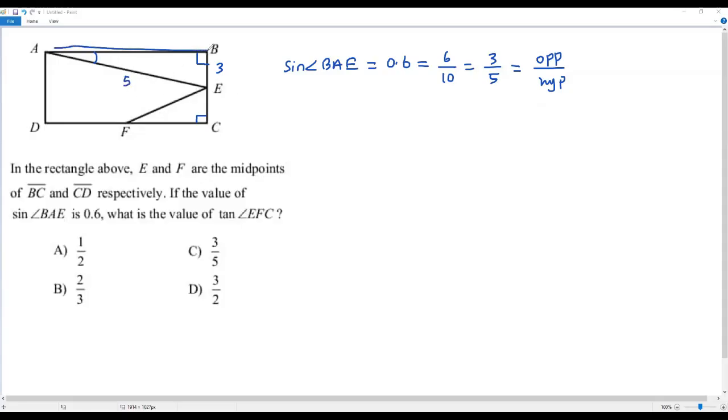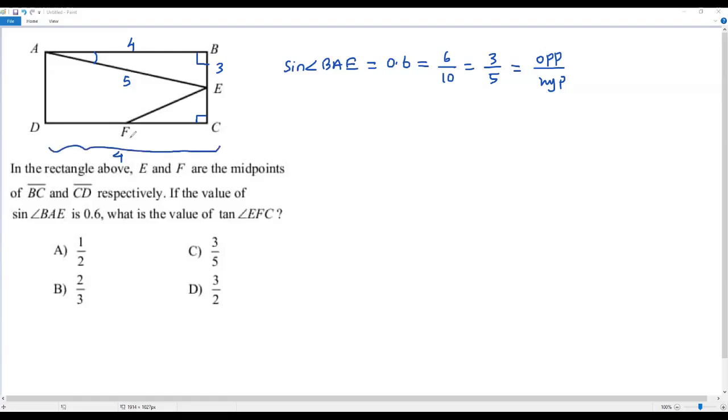Clearly, BAE is a 3, 4, 5 right triangle. That is, the lengths of the two legs of the right triangle are 3 and 4. The hypotenuse is 5. And for one of the legs, we have the length 3. Then the length of the other leg AB must be 4. Since ABCD is a rectangle, opposite sides are parallel and equal. Then the length of CD also must be 4 because AB is 4. So the length of CD is 4.